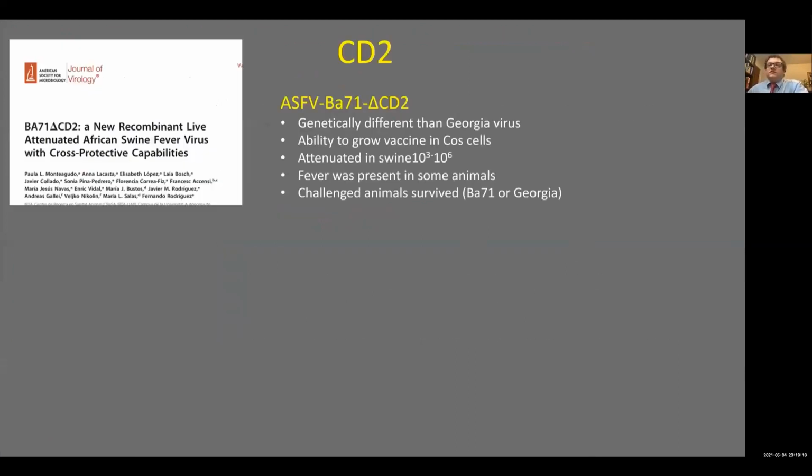The next gene I want to talk about is CD2. Fernando Rodriguez's vaccine is a deletion of CD2 in BA71. This is a genetically different virus than the Georgia virus, however, it has a very unique ability: it's able to grow well in host cells, making it an attractive vaccine candidate. It was attenuated in swine at doses 10 to the 3 to 10 to the 6. There was fever present in some animals. Interestingly, challenged animals were able to survive both BA71 or Georgia challenge.